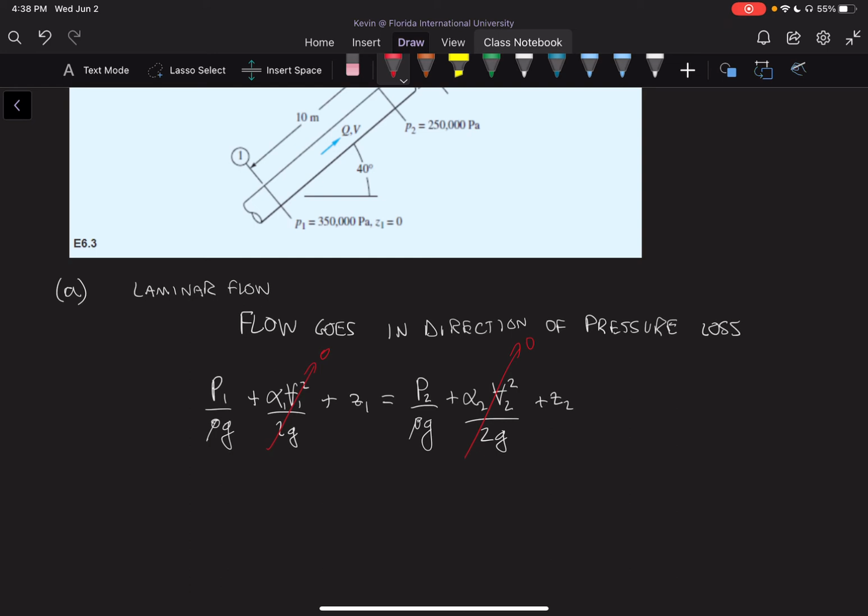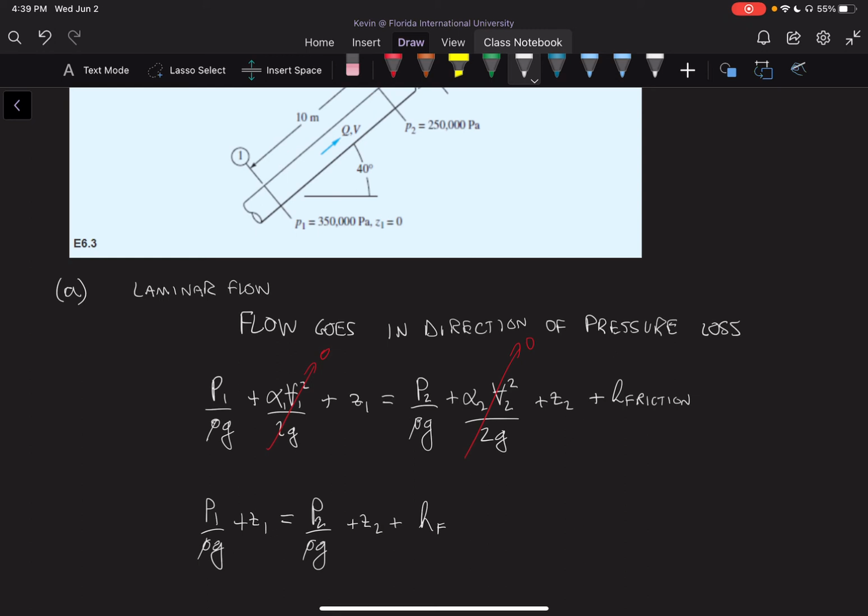Okay? Now, in our energy equation, we have the h of friction term added to the system. So we have h of friction, or hf. Now, we are left with P1 over rho g plus Z1 is equal to P2 over rho g plus Z2 plus HF.